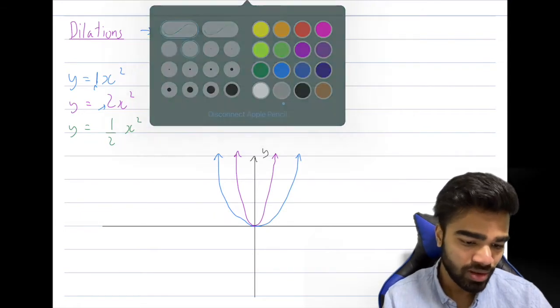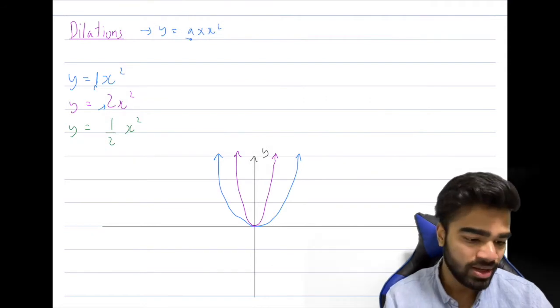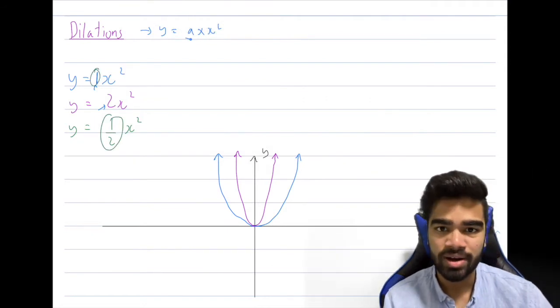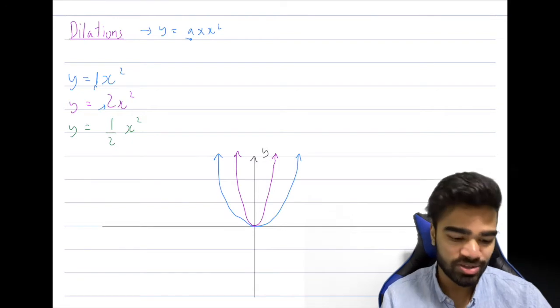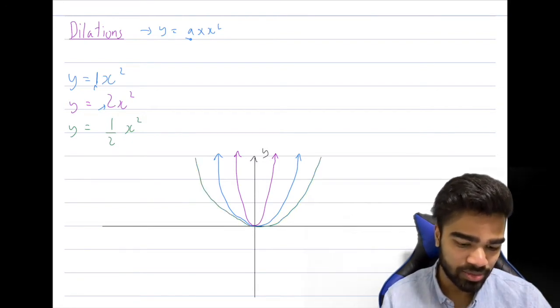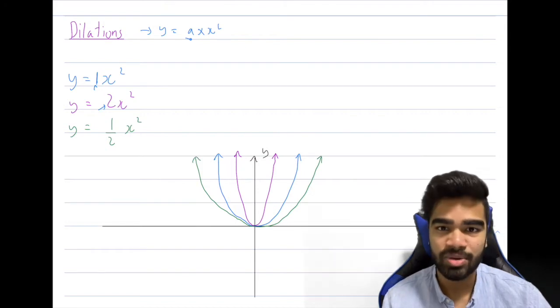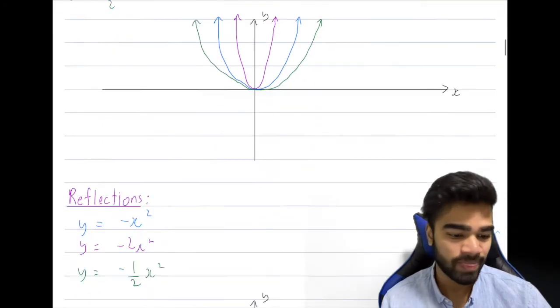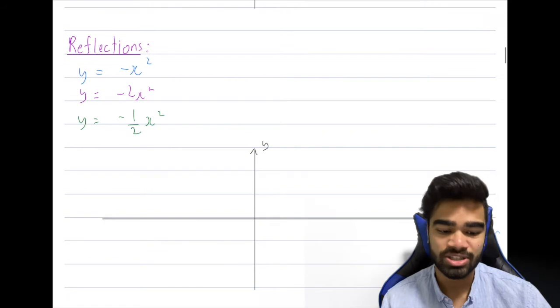Now, what would the graph of half x squared look like? Well, half is less than 1. So if the number is smaller, it's going to be wider, like so. You can see the difference. The higher the number, the more squished in the graph. Simple as that.